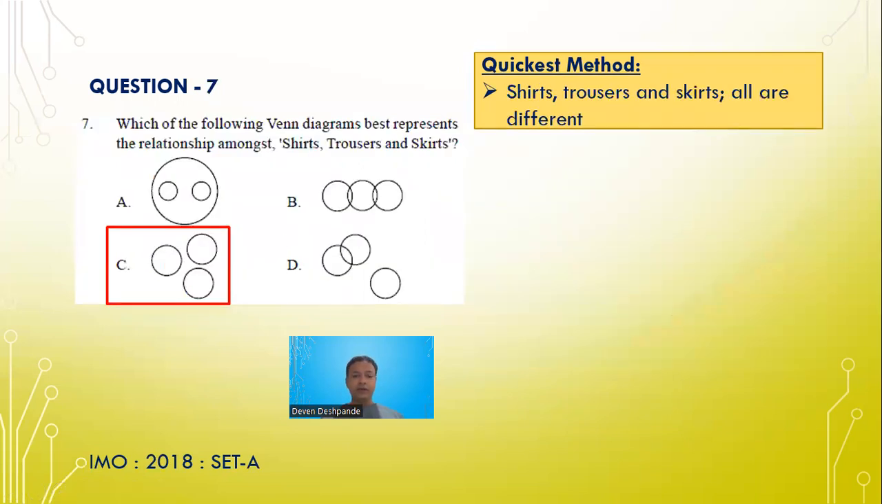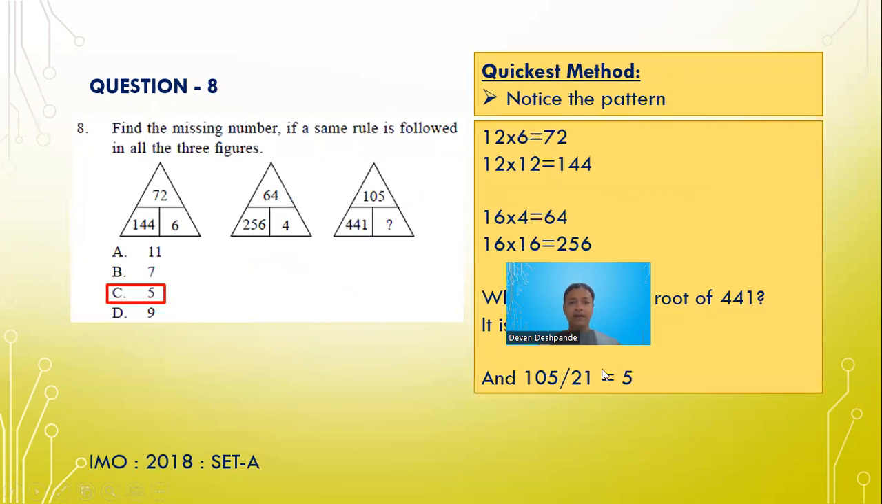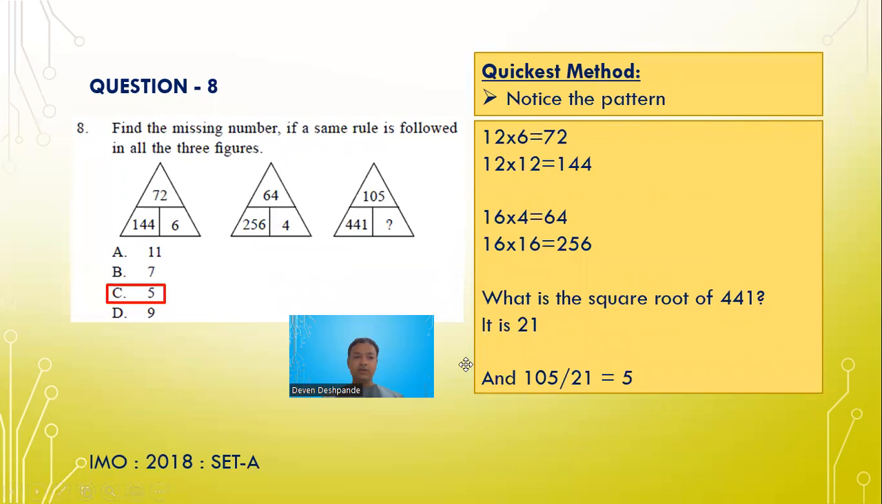Okay, which of the following Venn diagrams best represents the relationship amongst shirts, trousers, and skirts? Shirts, trousers, and skirts all are different. Is it? All are clothes, but all are different. So 3 different circles.